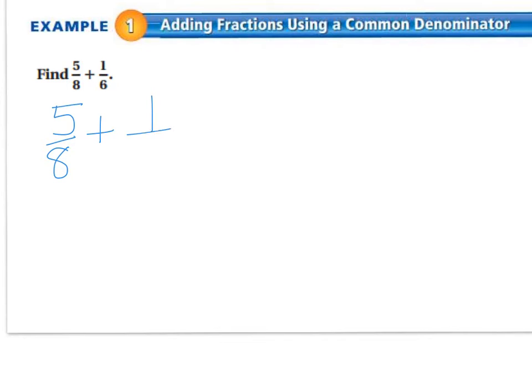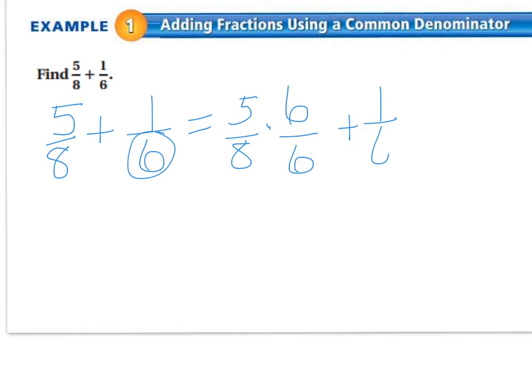plus 1/6. We could change that into 5/8 times this denominator, 6 over 6, because 6 over 6 is really just the same thing as 1, but it's getting us to that common denominator. And 1/6 we can multiply by this denominator, 8 over 8, which again is just 1, so we can multiply by 1 without really changing the value.